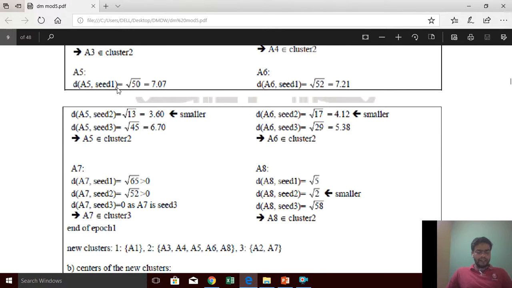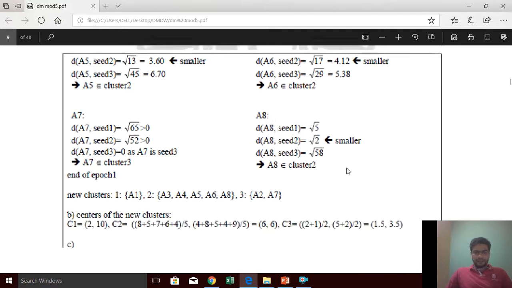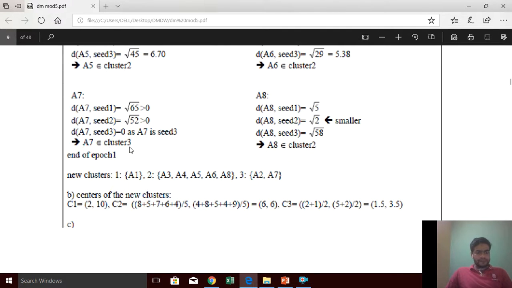Similarly, A5 to A1 is root of 50, A5 to A4 is root of 13, A5 to A7 is root of 45. So smaller is this one, it's A4. So A4 is cluster 2, so A5 belongs to cluster 2. Similarly, A6 belongs to cluster 2. Then A7 belongs to cluster 3, A8 belongs to cluster 2.